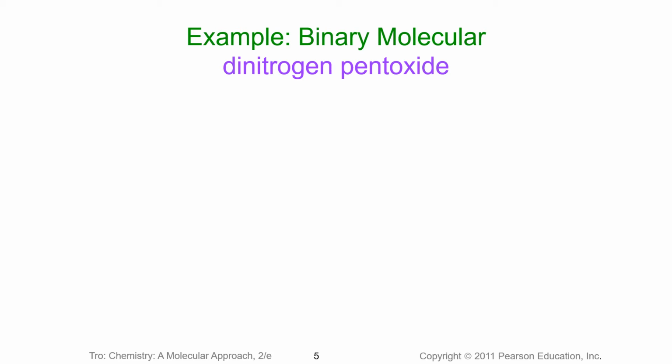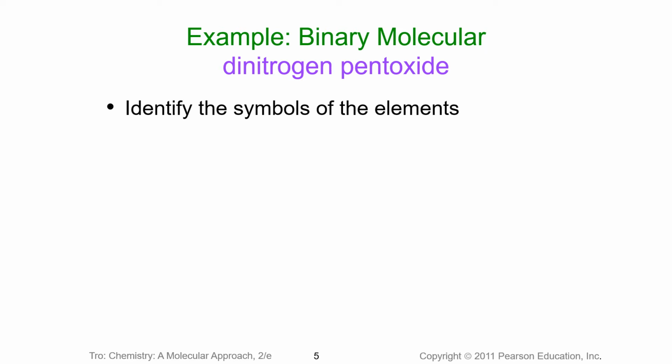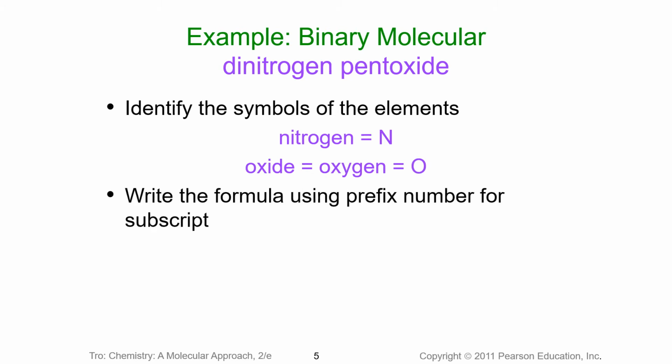Now let's try going from the name to the formula. Typically this is a little bit more intuitive. So we want to identify the symbols for the elements. Nitrogen is N, oxygen is O. We want to write the formula using the prefix number as the subscript. So di means 2, penta means 5. So we're going to have N2O5.